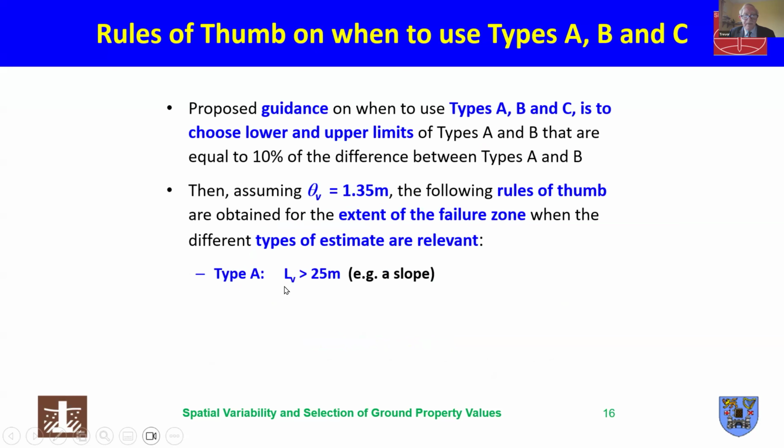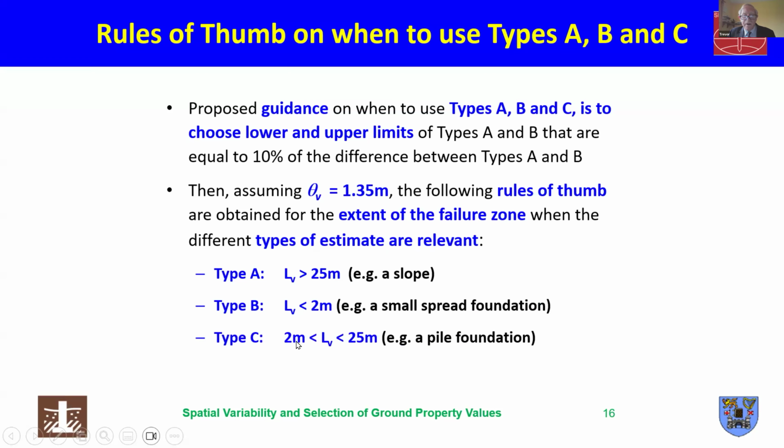Type A is when Lv is greater than 25 meters, in other words, for example, a slope. Type B, Lv is less than 2 meters, in other words, a small spread foundation, or maybe the base of a pile. And type C, when Lv is between 2 meters and 25 meters.